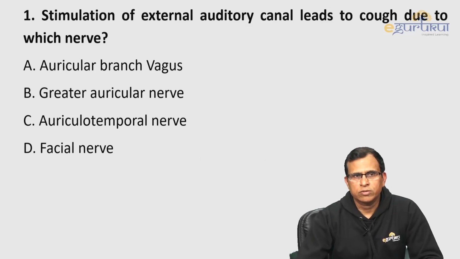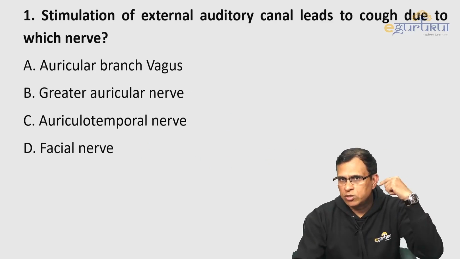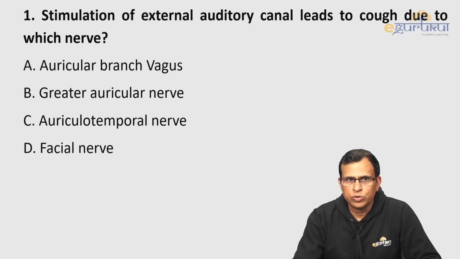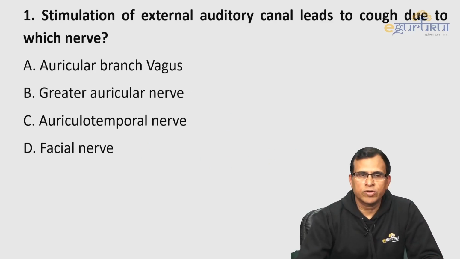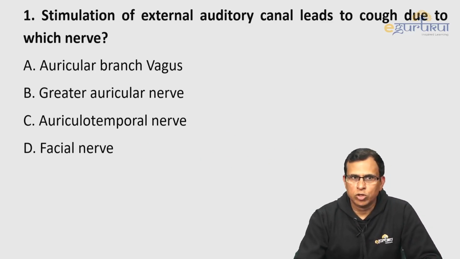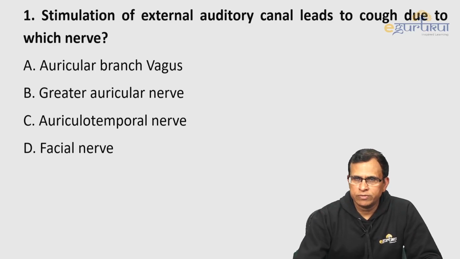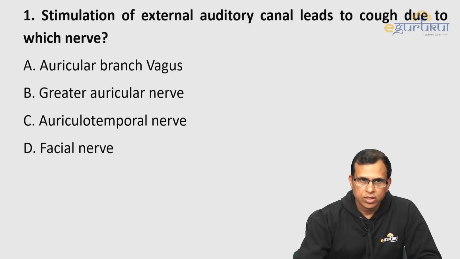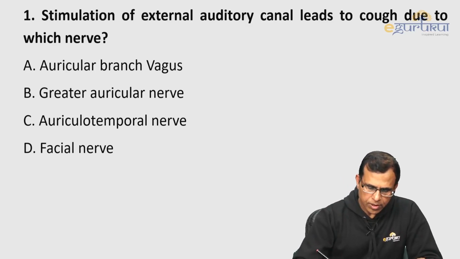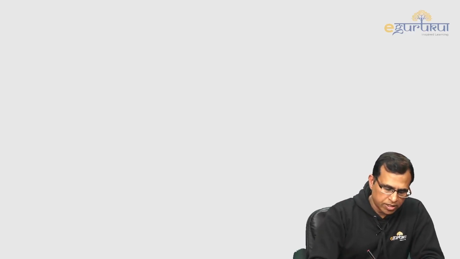Now this is one question where it says the stimulation of the external auditory canal leads to cough due to which of the following nerves, and the choices given are auricular branch of vagus, greater auricular nerve, auriculotemporal nerve, and the facial nerve. For those who know, the external auditory canal is supplied by how many nerves? There are 5 nerves in the external ear actually, right?